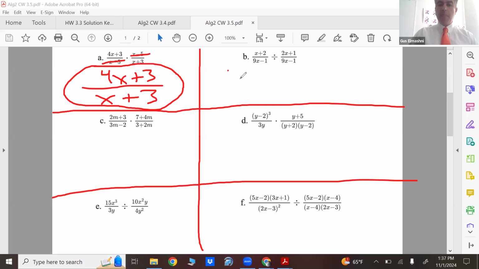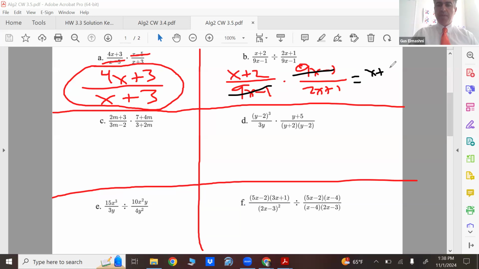Let's look at B. You have to flip the second fraction, and something goes away. What goes away? That's it. Just 9x minus 1. That's all that goes away, leaving behind x plus 2 or 2x plus 1. And you have to leave that alone afterwards. Okay.